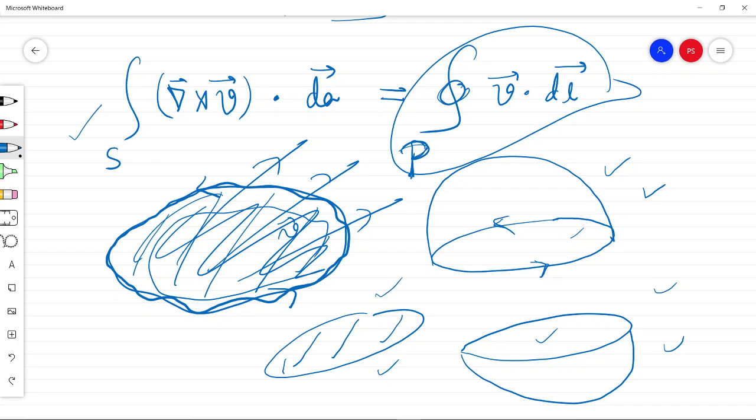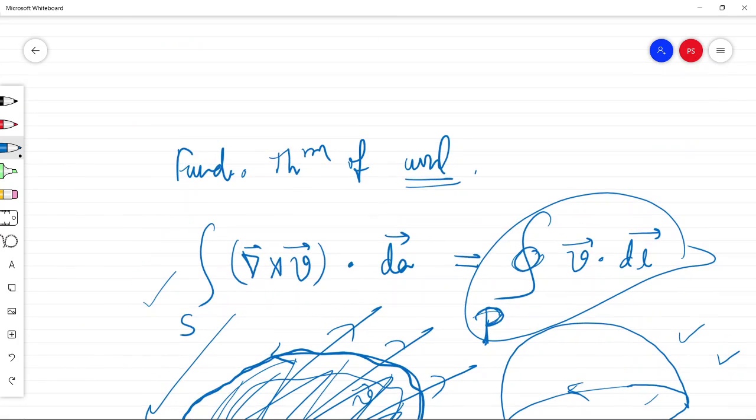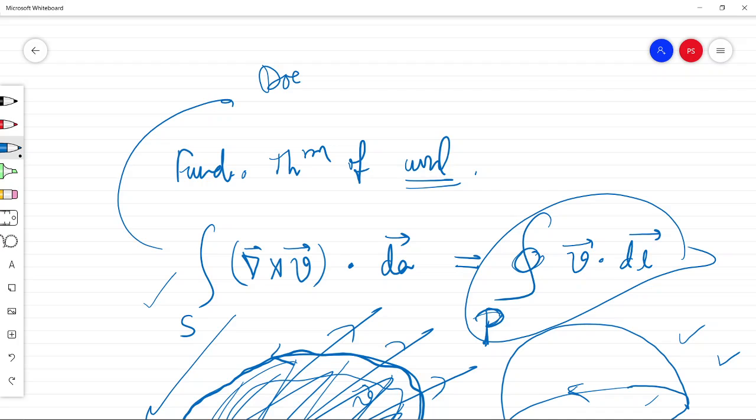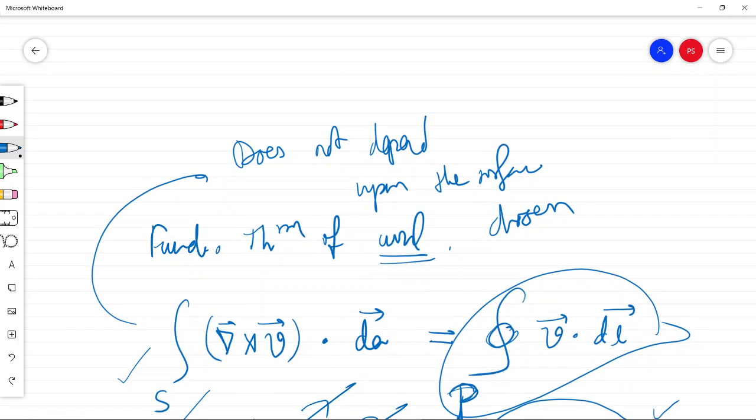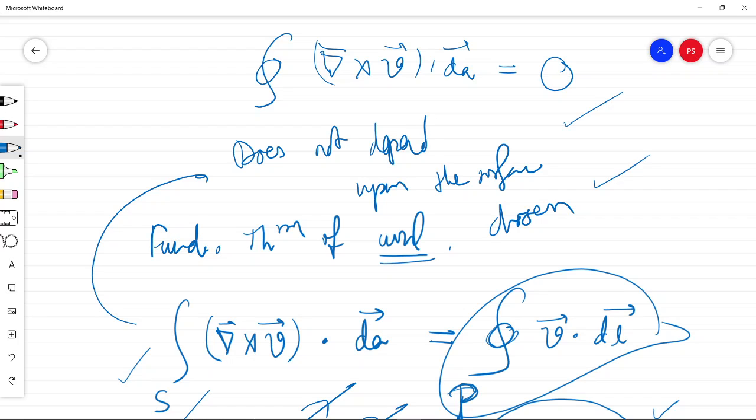So this integral does not depend upon the surface chosen. That's the reason why if this integral is over a closed surface, that is del cross V bar dot dA bar over a closed surface, this is going to be 0. So these are two corollaries of this theorem.